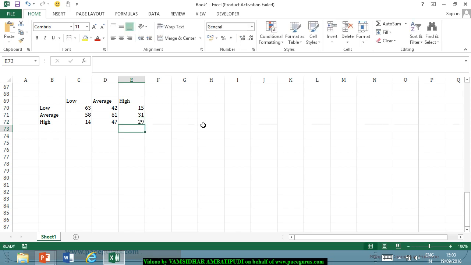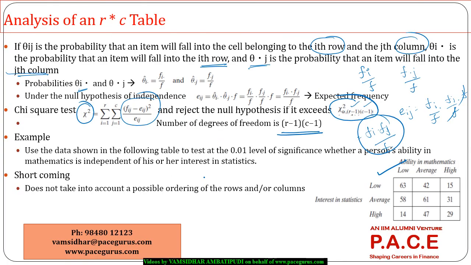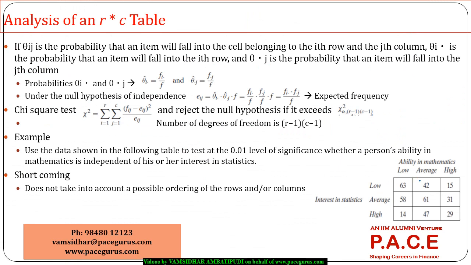Now, once I know that these are the observed frequencies, I have to compute. So here, to start with, what is my null hypothesis? The ability in mathematics and the interest in statistics are independent. So there is nothing like if you have high ability in mathematics, you will have high interest in statistics, or if you have low ability in mathematics, you have high interest in statistics. There is no relation between the ability in mathematics and interest in statistics. That is the null hypothesis.